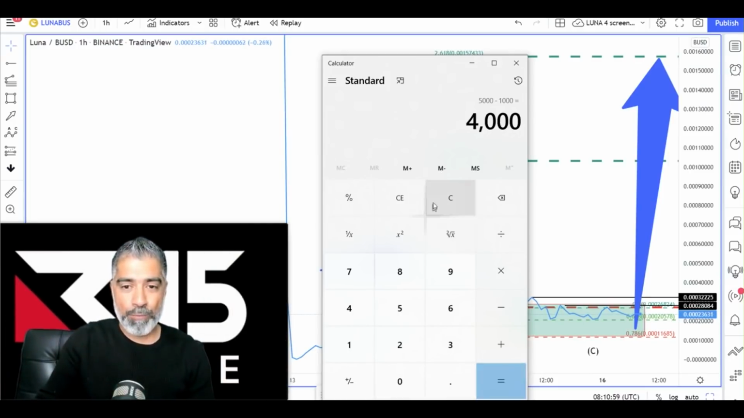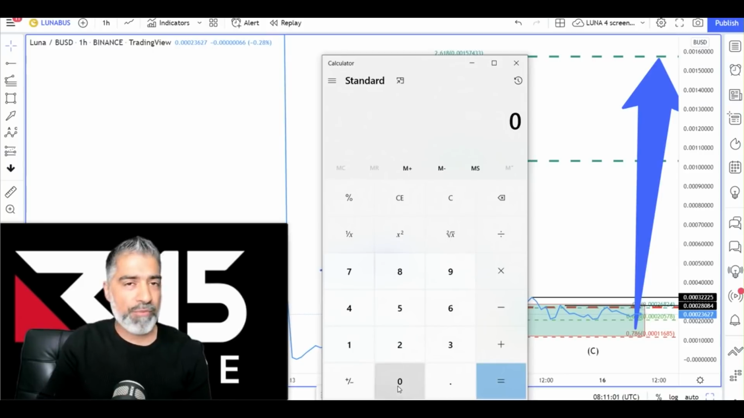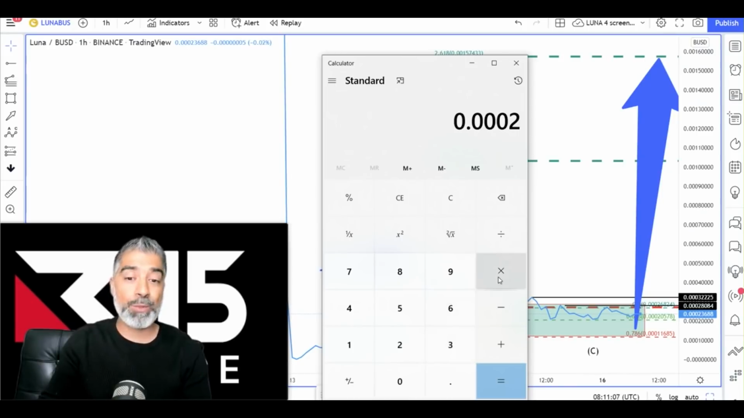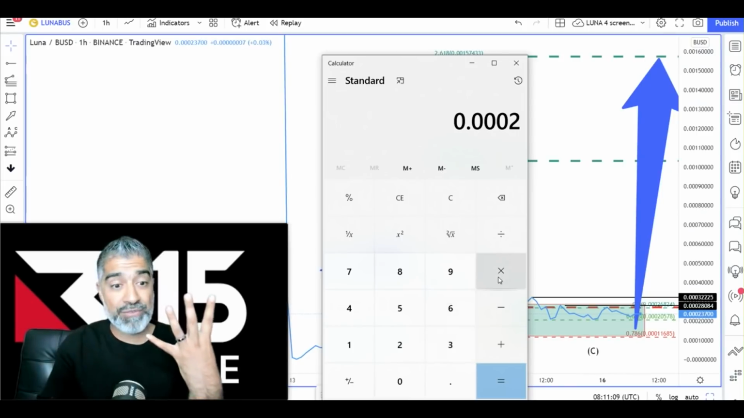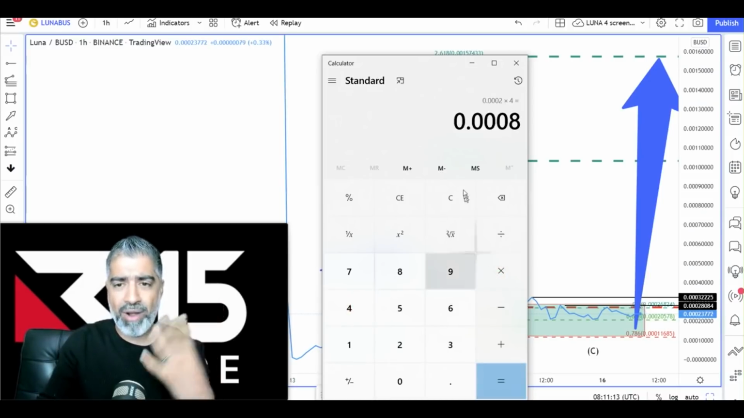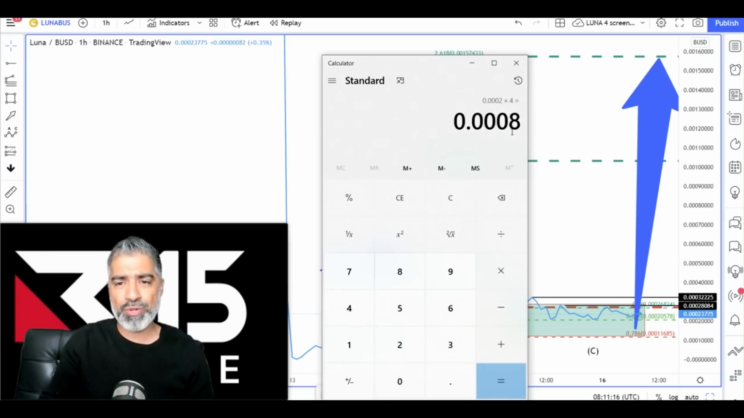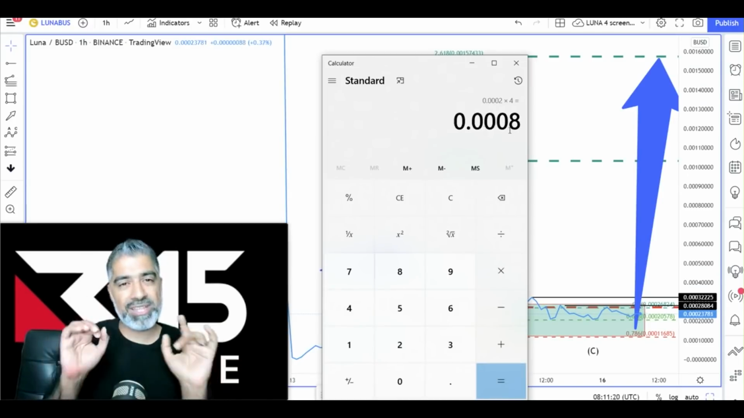But with this example, let's just say we're not in front of the computer all day and you bought at the price of 0.0002 and you decided, all right, Jiggy, I want to become risk-free at a 4x, 4 times multiple. That means the price at 0.0008. Well, you can go to CoinMarketCap, set a price alert, you get triggered, and then you manually do it.